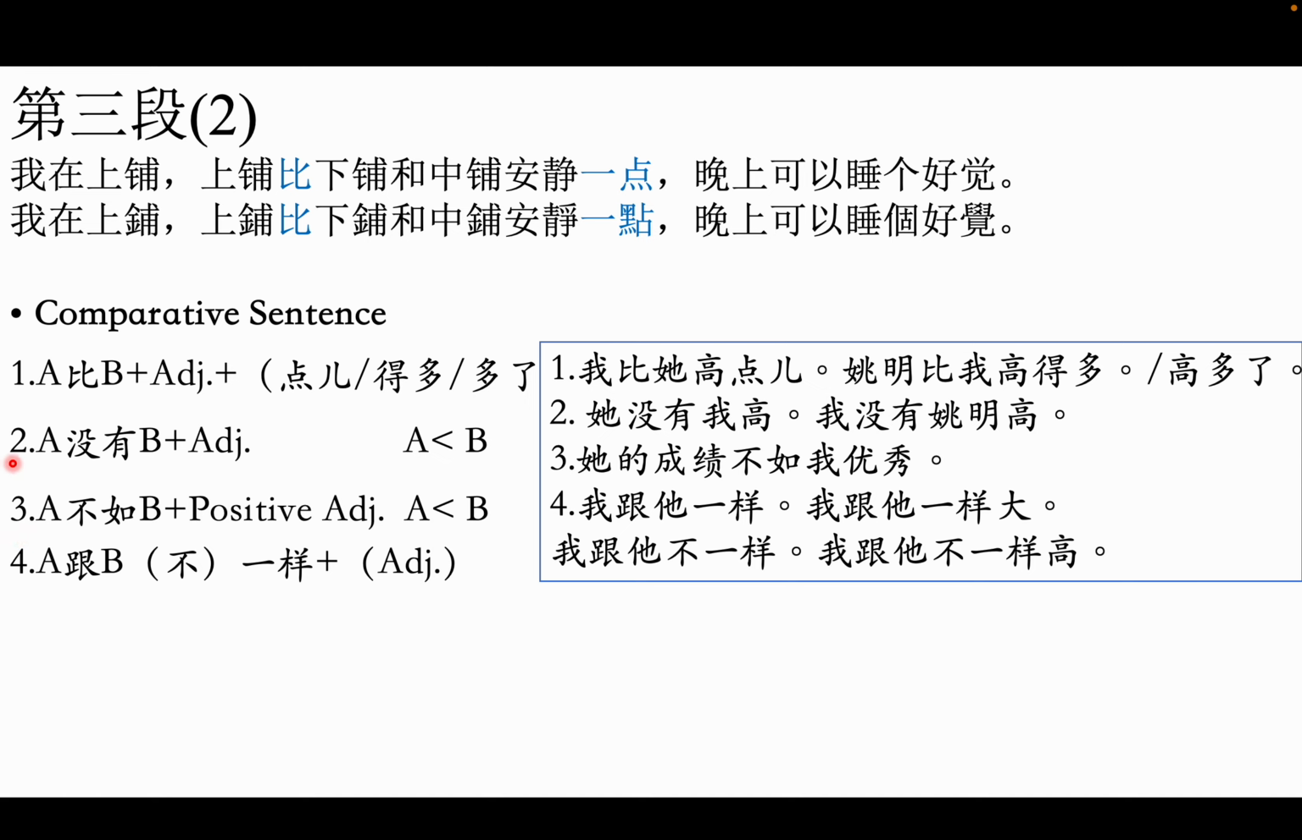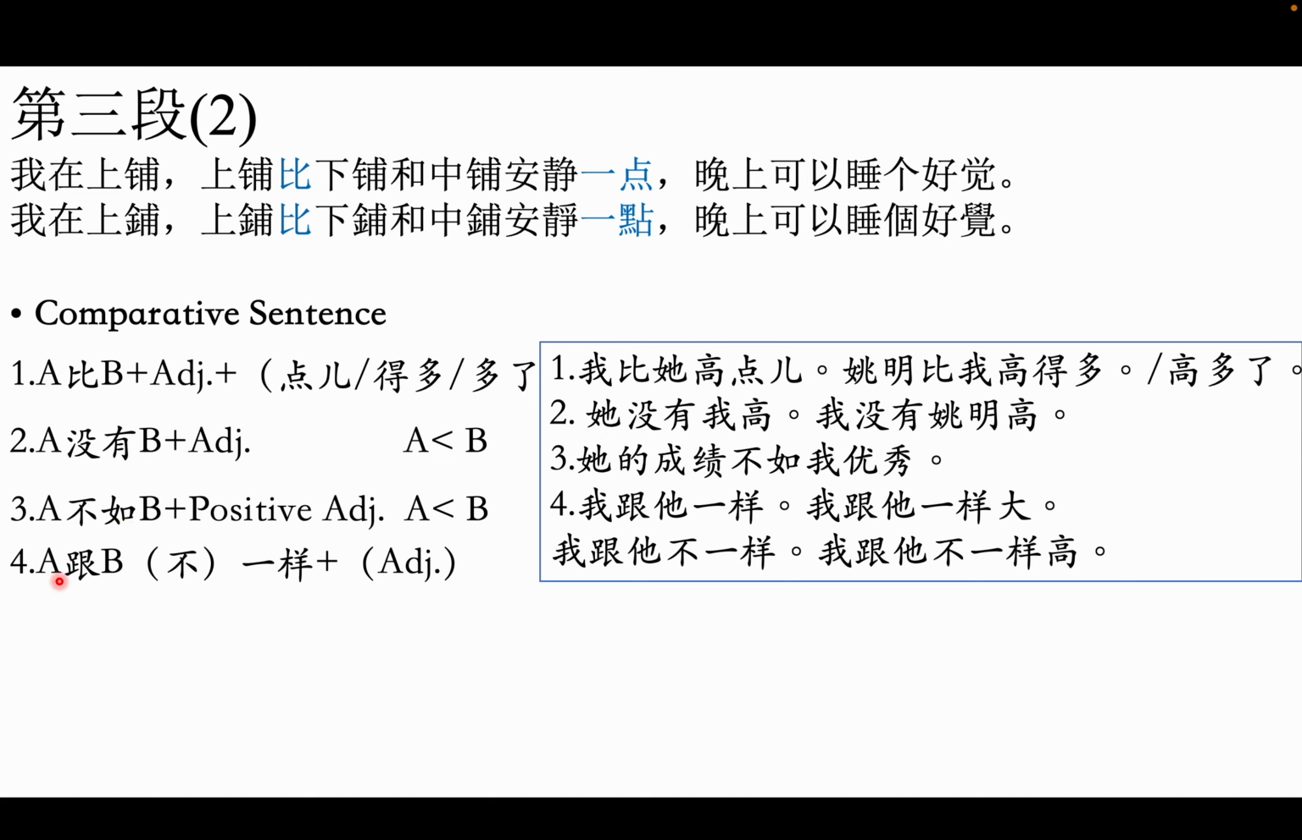It's basically the same as the second pattern, but instead of 没有, we say 不如. 不如 is more formal in written Chinese, and we need to use a positive adjective here. For example, 她的成绩, her grade, 不如我优秀, is not as excellent as me. Means not as good as me. So 优秀 is a positive adjective. We cannot use negative adjective here. And 不如 is more formal.